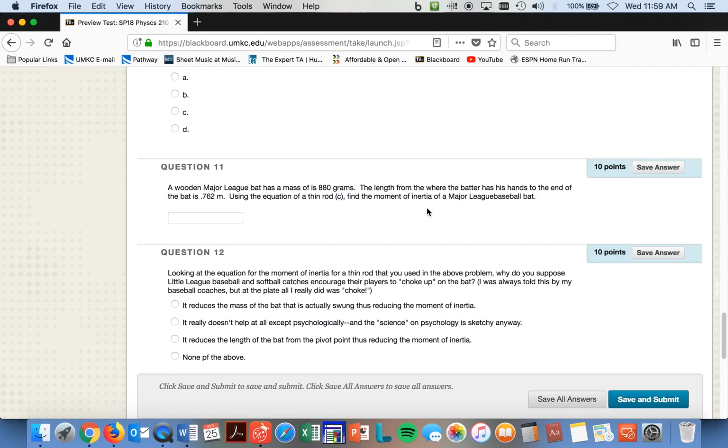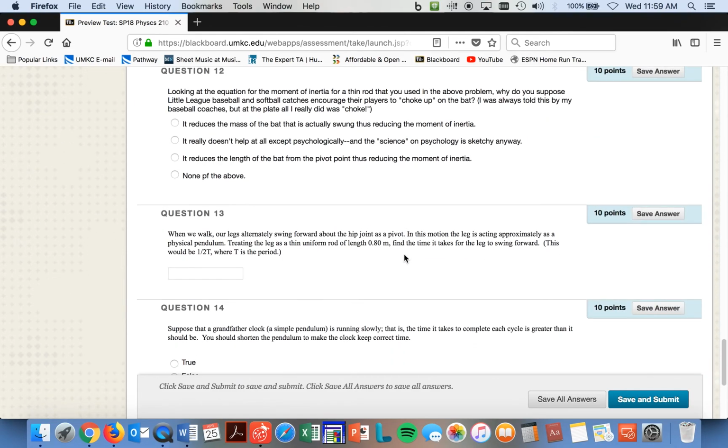Now, using the equation of a thin rod for the moment of inertia, which is on that one slide, I is equal to 1/3 m L squared. You've got m, you've got L. Shouldn't be hard. Okay? And so, there we go. None of the above. How about none of the above there?